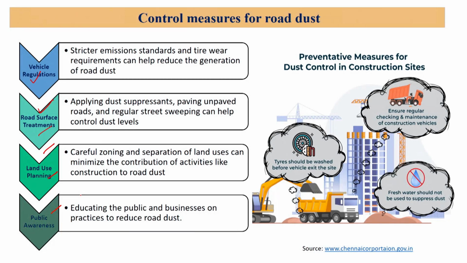This is very important. It is not only that you go frequently for your vehicle servicing. You should do your vehicle servicing at regular times, so that the emission is not very high. You should change your tire once it is exhausted, because otherwise the gripping will be less, and tire wear can be more in that case. Then applying dust suppressant, paving unpaved roads, and regular street sweeping can help control dust levels.